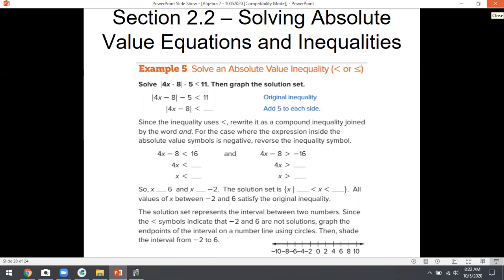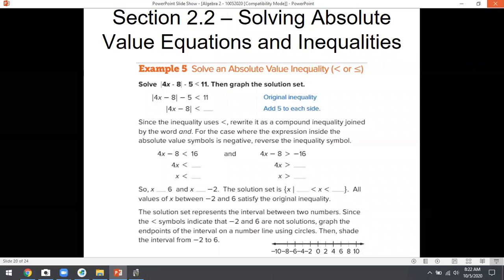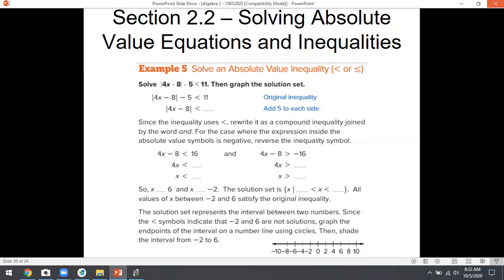Let's write it down. Solve this absolute value is less than whatever that number is, 11. I don't care whether you're doing equations or inequalities, the first step is always the same. You need to get the absolute value thing by itself. So in this particular problem, the very first thing you would do is add 5 to both sides. That way you got this absolute value by itself. And that would result in the absolute value of 4x minus 8 being less than 16.